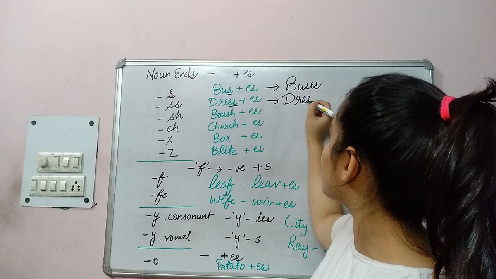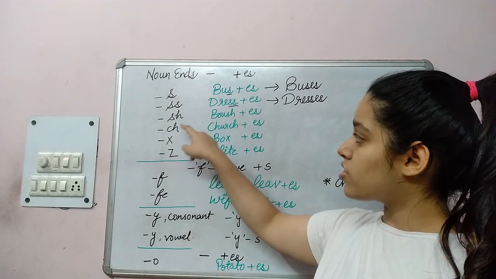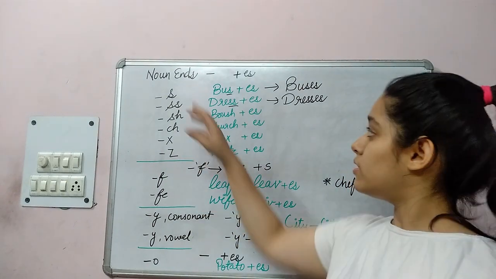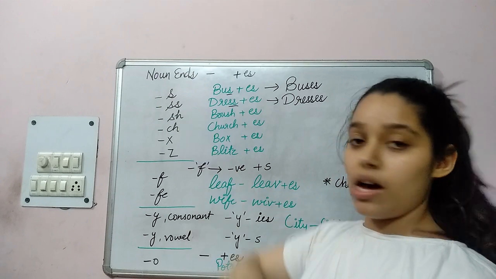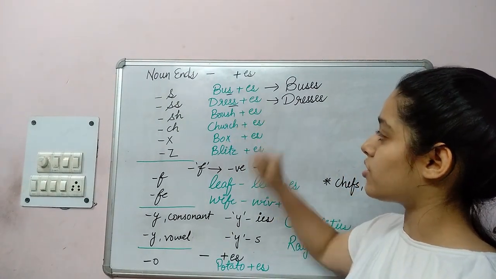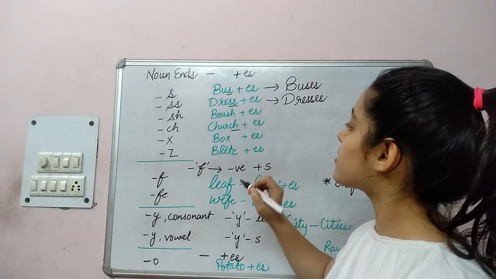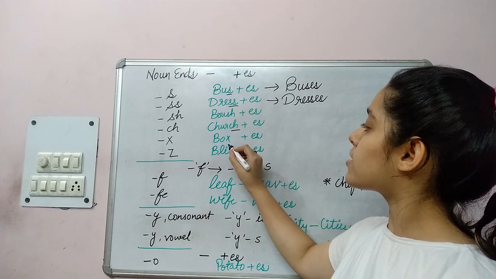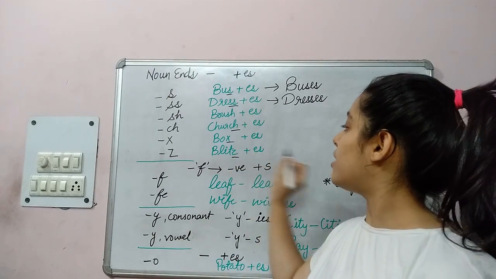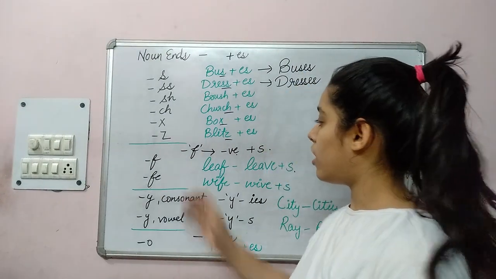dresses. Okay. So, when we have SH, CH, X or Z at the end of our noun, we add ES. For example, brush plus ES, brushes. Church plus ES, churches. Box plus ES, boxes. Blitz plus ES, blitzes.